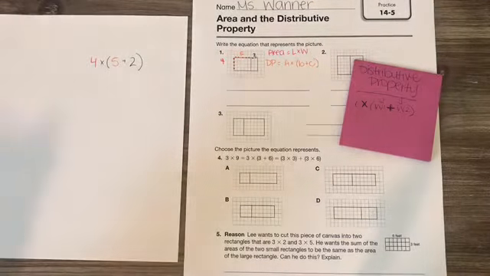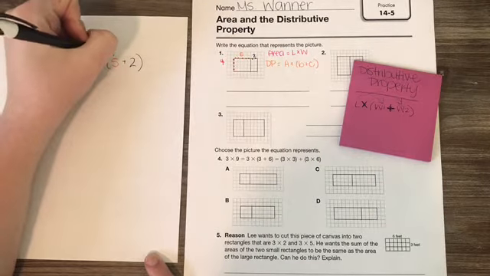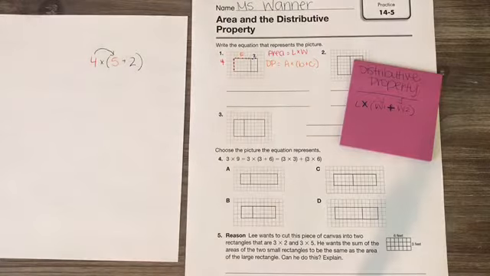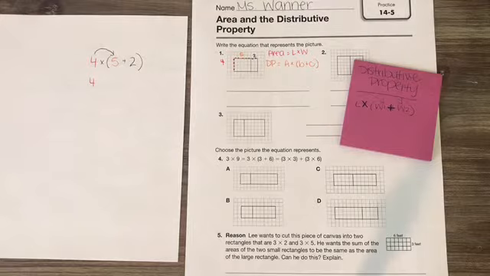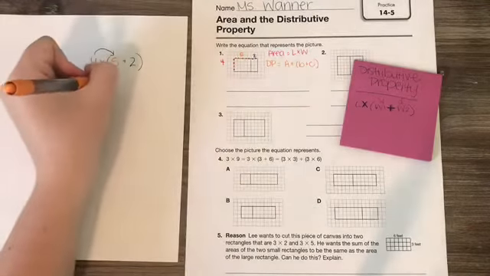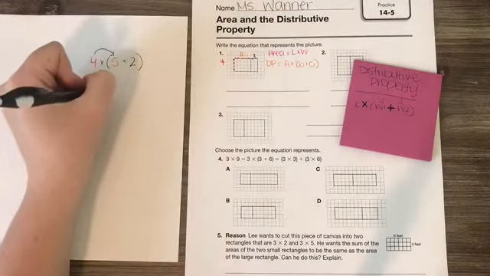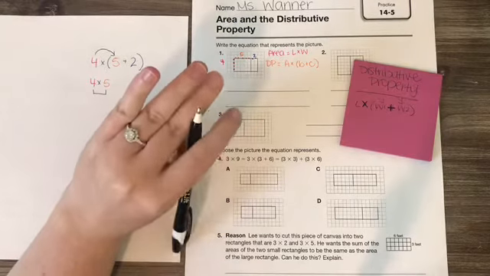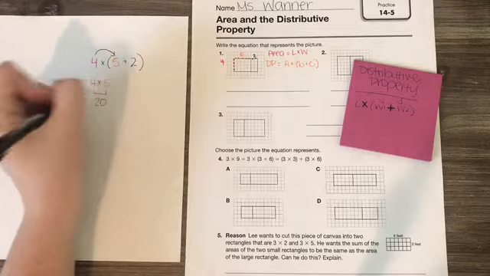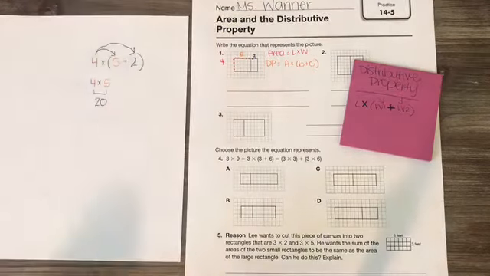So first I'm going to look at these two. So I have my length of 4, and I'm going to multiply that by my first width of 5. So I have 4 times 5. Okay, and I'm going to just solve for that. So I have 4 times 5. So let's see, we have 5, 10, 15, 20. We have 20. And then now I'm going to distribute my 4 to the 2.